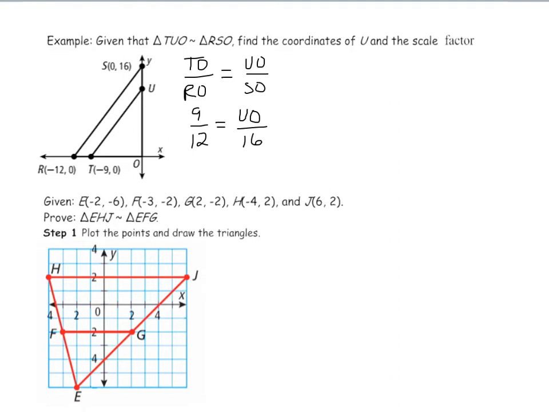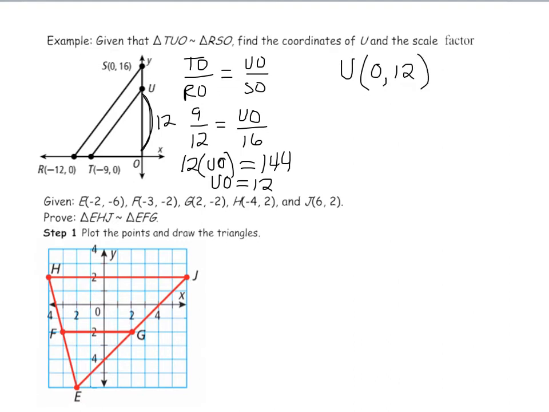By cross multiplying, I will get 12 times UO is going to equal 9 times 16, which is 144. And if we divide, we get UO equals 12. So that means the distance from U to O was 12 units. So the coordinate for U is going to be 0, 12, because when I started with the point, I didn't move left or right, so that would be the 0 portion, and I moved up 12 units.